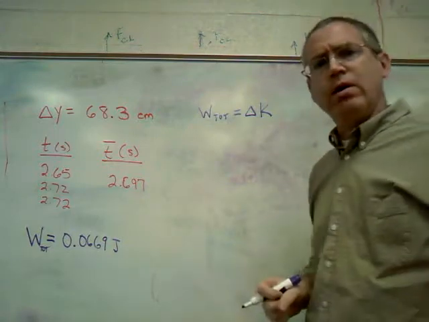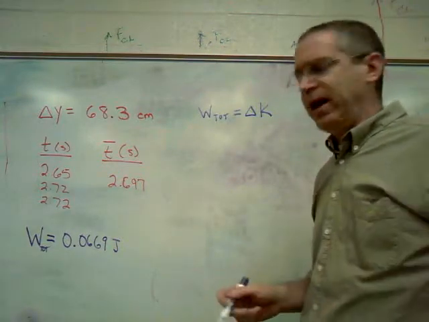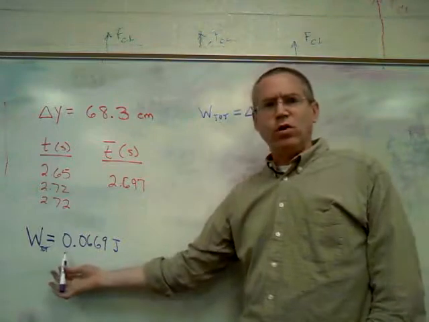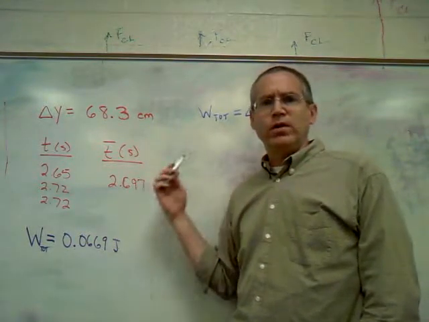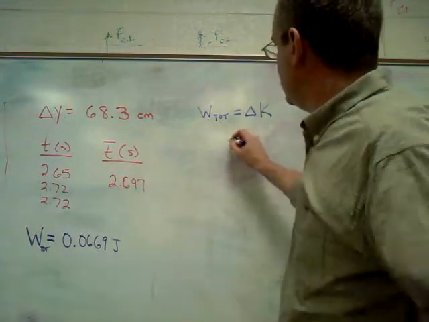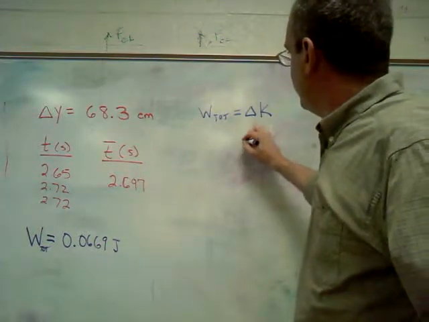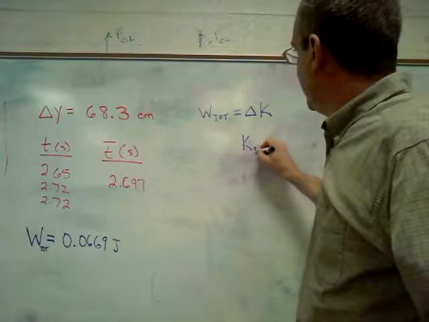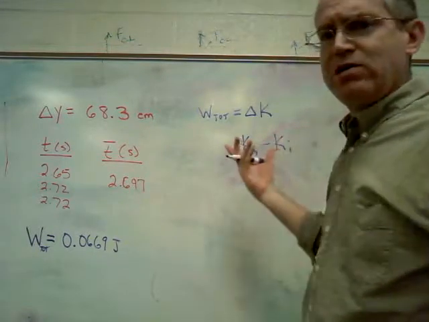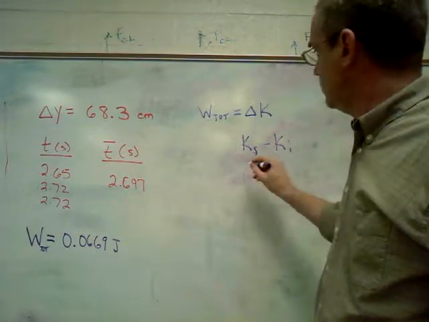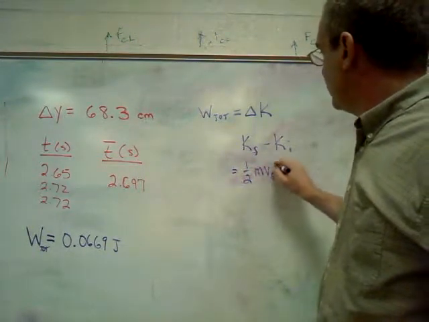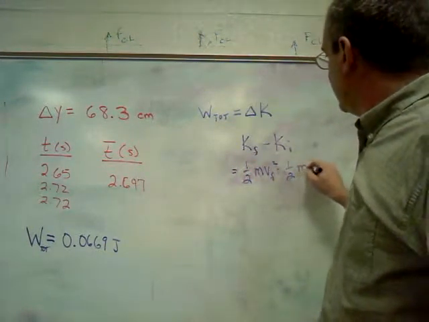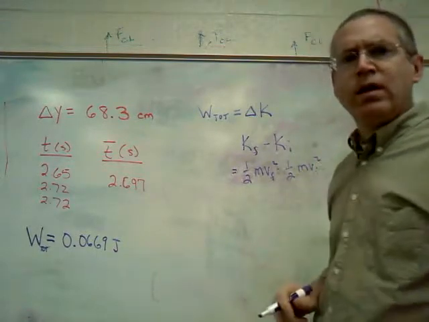Now the work we already figured out. That was what we did in another presentation. So the total work done is 0.0669 joules. So let's figure out what the kinetic energy is. I know the change, that's going to be equal to the final kinetic minus the initial kinetic, because change is always final minus initial. Kinetic energy, 1/2 mv final squared minus 1/2 mv initial squared.